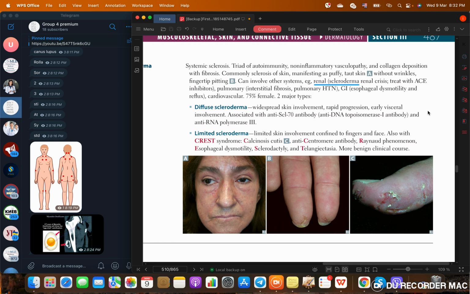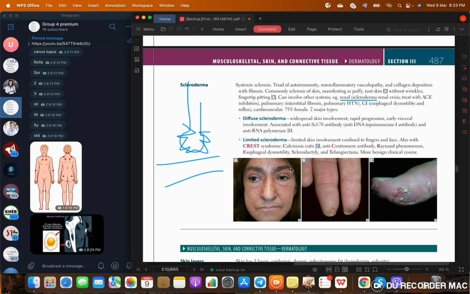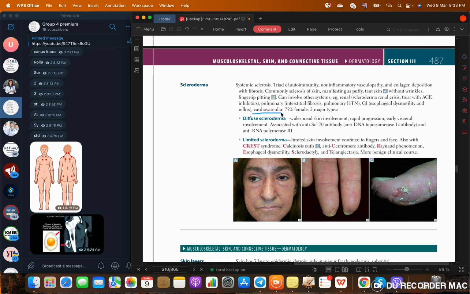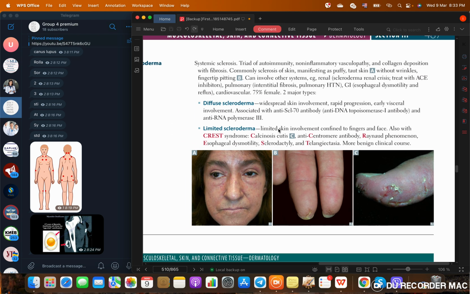In the lung, it can lead to interstitial fibrosis, which basically, if this is the alveolus and this is the vessel, the fibrosis is going to be right here, which is going to decrease the O2 going to the vessel. And if you remember, the lung was the only organ where, when you decrease the O2 going to the blood vessel, the blood vessel is going to vasoconstrict, which is the opposite of all other organs. The vasoconstriction of the vessel will predispose to pulmonary hypertension. GI symptoms include esophageal dysmotility and reflux, and there are cardiovascular problems. Most of the time, it's females, as always, because it's an autoimmune disease.